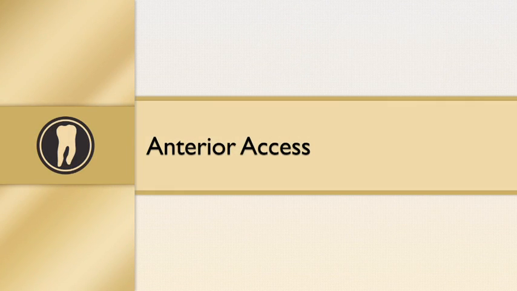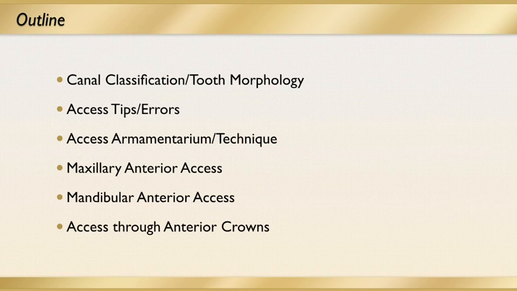So let's get started. Here's our outline for this course. I'm going to discuss canal classification and the tooth morphology. I want to talk about some access tips and some of the errors that you want to avoid when you're accessing anterior teeth. I'm going to talk about the access armamentarium, the different burs that I recommend using. We'll also talk about access technique when you're performing your access in a maxillary anterior tooth, a mandibular anterior tooth, or if you're accessing through an anterior crown, whether it be a porcelain fused to metal or an all porcelain crown.